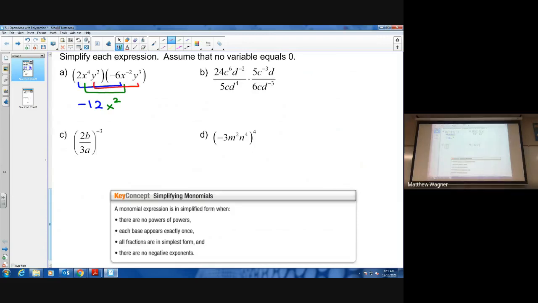And then I'm gonna take my y's. Y squared and y to the 3rd is y to the 5th. And that's your final answer. Again, it's super easy to kind of try to do 8 things at one time. Don't. Do one thing at a time. It's going to make your life a whole heck of a lot easier.